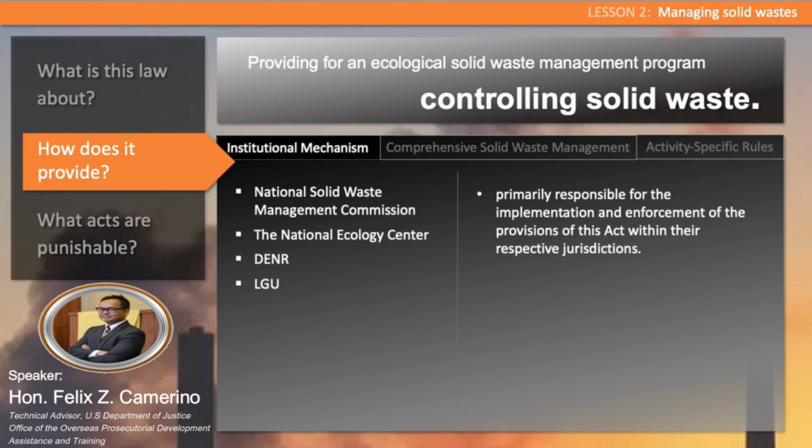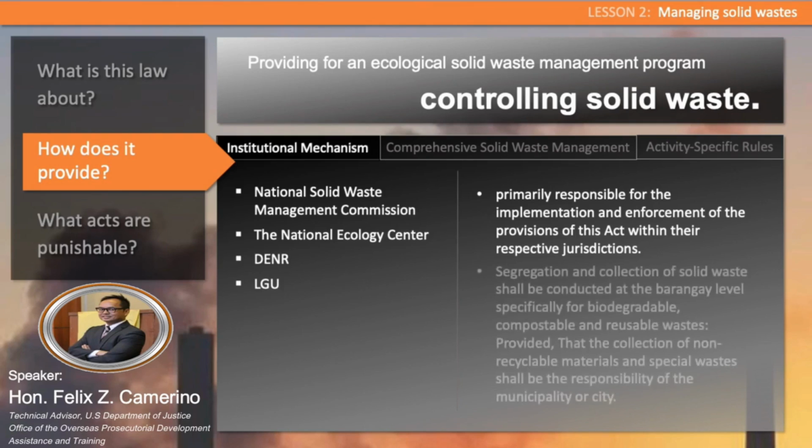Naturally, the governor's jurisdiction would be the province, and the mayors would have jurisdiction over a municipality or city, depending on which they are mayors of. And the same goes for the barangay officials. In fact, this law even specifies the roles of the barangays and the mayors in relation to specific activities related to controlling solid waste, namely segregating and collecting.